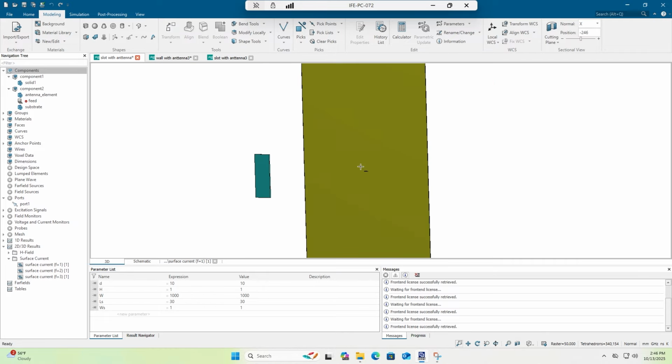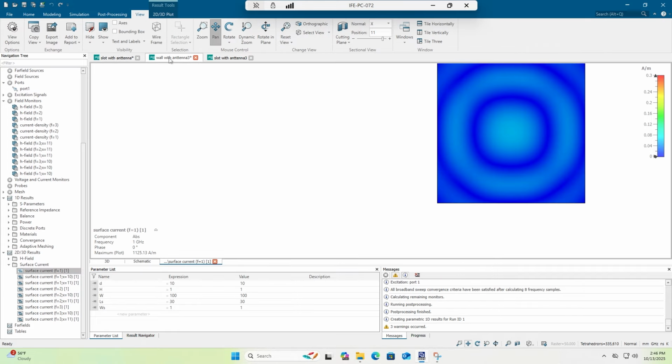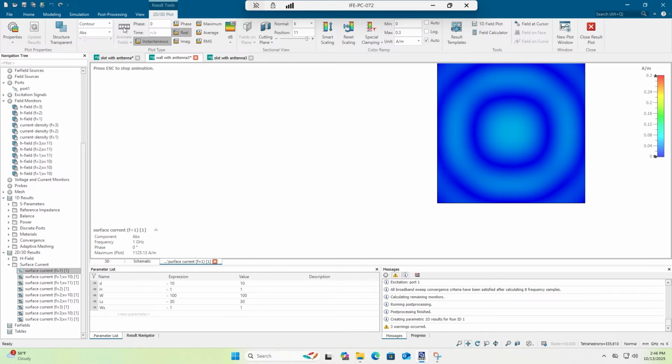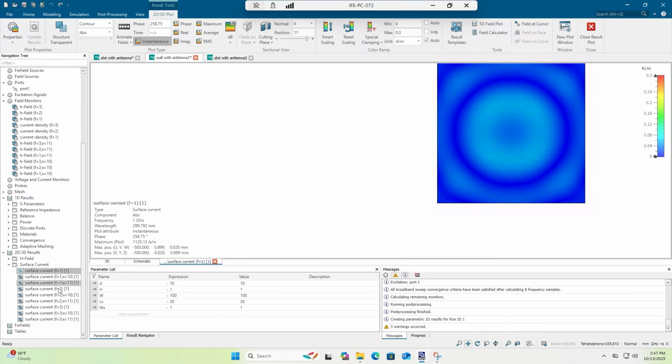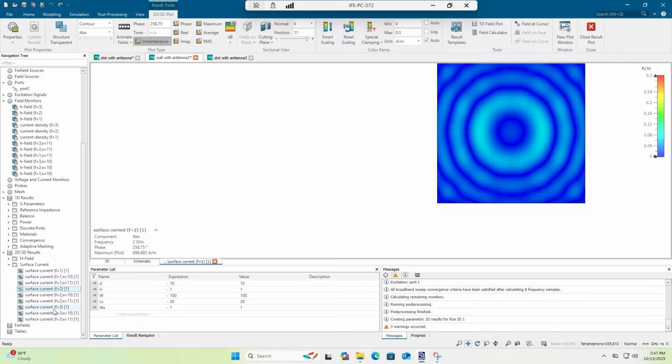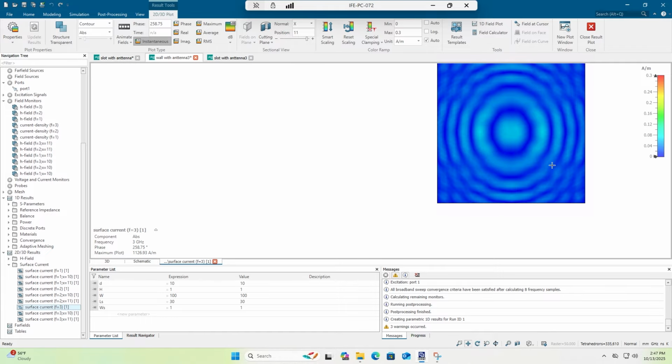Now I want to show you the simulation result. First, I want to show you the result without a slot. So in this simulation, there is no slot in the metallic plate. As you can see, we have a maximum or peak in the middle. And if I activate the animation, you can see how current flows along the wall. Also, I want to show you the result for 2 GHz and also 3 GHz. And you can see the number of peaks and nulls are increased due to increasing the frequency.